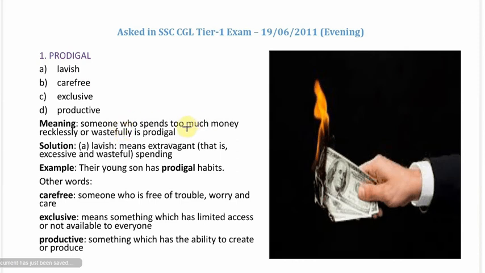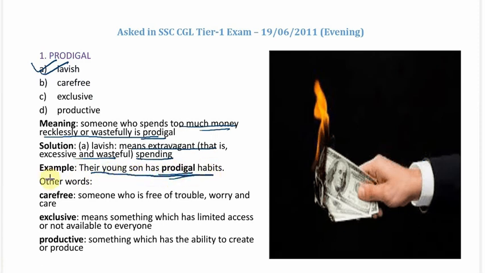So someone who spends too much money recklessly or wastefully is prodigal. So the synonym of prodigal is lavish, which means extravagant, that is excessive and wasteful spending. An example sentence of prodigal is their young son has prodigal habits.